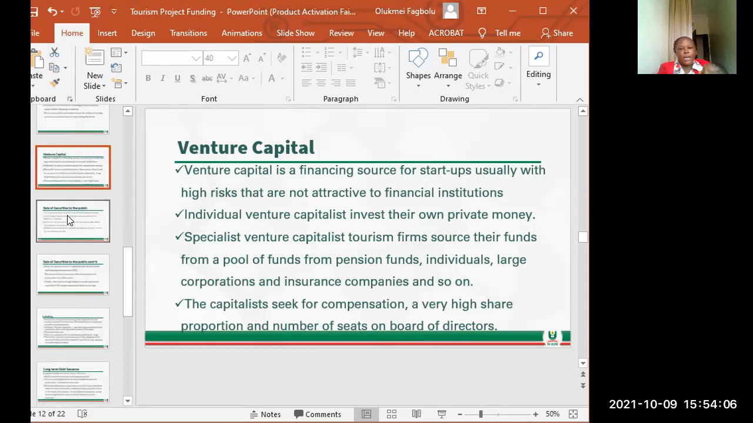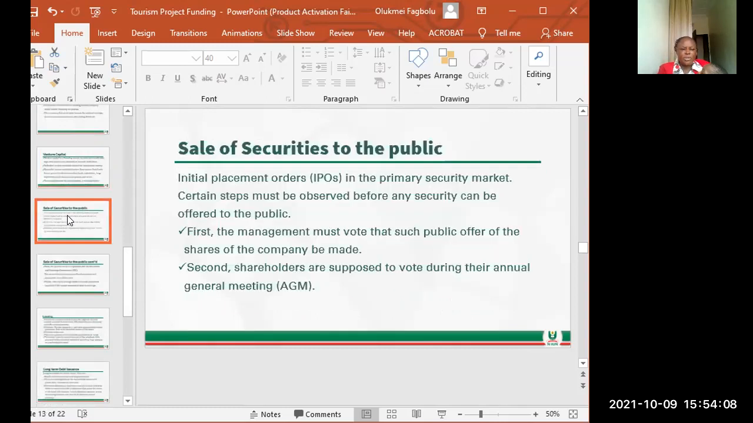Then another one is sale of securities to the public. That is initial placement, selling shares to the public. It could be preference shares, ordinary shares, and what have you. But shareholders are supposed to vote during the annual general meeting. When you have sold shares to the public, then you must hold an annual general meeting on a yearly basis. This is where they will vote.